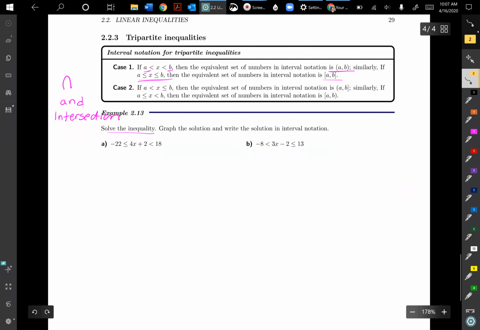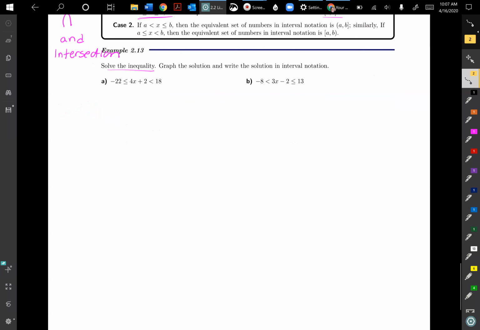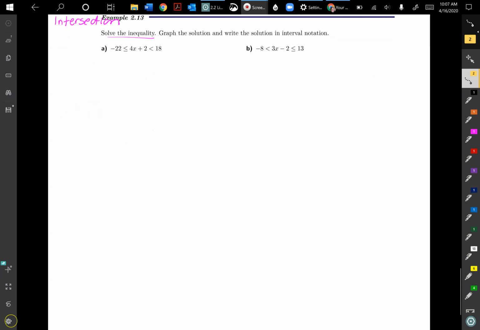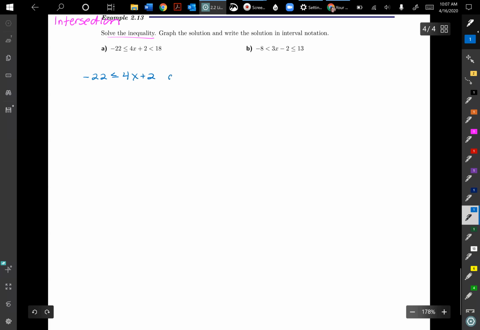So back to tripartite inequalities. Let's solve the inequality -22 less than or equal to 4x plus 2 less than 18. I'm going to split it apart: -22 less than or equal to 4x plus 2, and, or I could use the intersect symbol, 4x plus 2 must also be less than 18. Sometimes it's just easier for people to work with it that way. It's up to you.